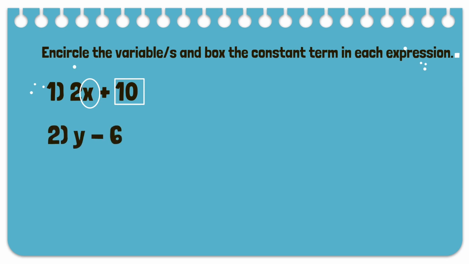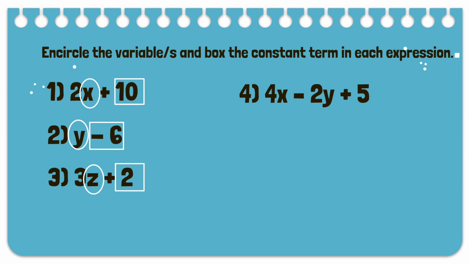Next, number 2. y minus 6. So, ang variable is y, and yung ating constant ay negative 6. Sama nyo yung negative symbol sa pagbabox. Next, number 3, 3z plus 2. So, ang variable is z and the constant is 2.